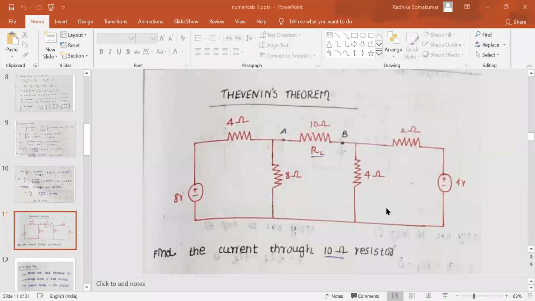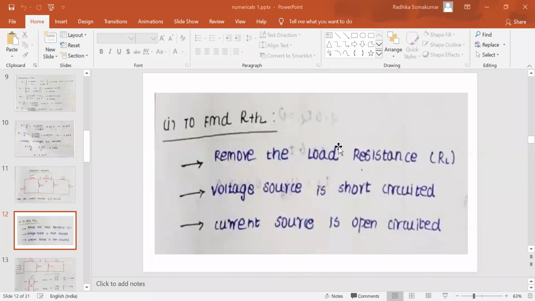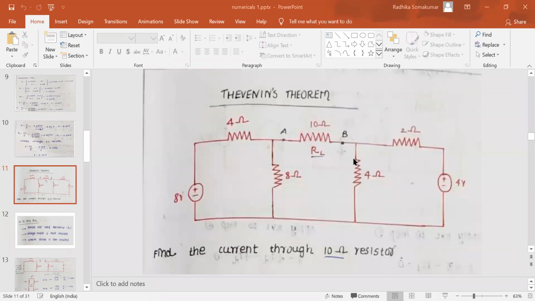Mesh equations. All right, but the question is you need to solve it using Thevenin's theorem. So when you use Thevenin's theorem, you have to follow certain rules or certain procedures. So what are the methods to find out the Thevenin's theorem? Can anyone recollect and say? What does Thevenin's theorem state?